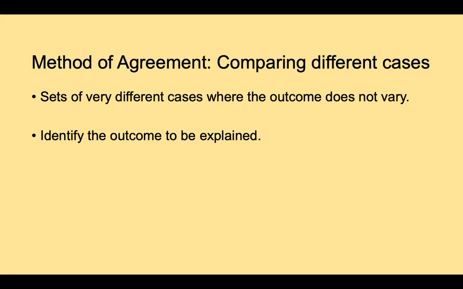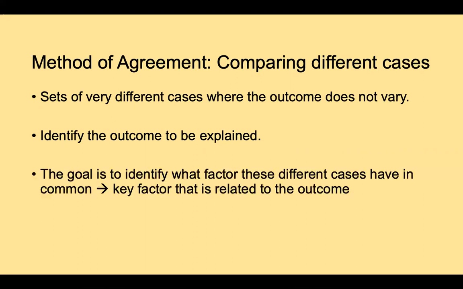So we identify the outcome to be explained. In this case, it's economic voting, or it's that link between the economic indicator and the incumbent vote share that we expect to find given the theory. Third, we try to identify what factor these different cases have in common. And that is the key factor that is related to the outcome. Now, as a reminder, these differences can be geographic, social, economic, political, institutional, historical, you name it. They often do relate to geography, but not necessarily or exclusively.